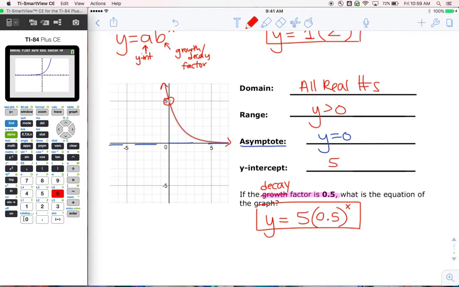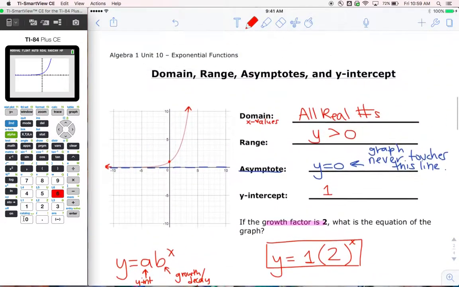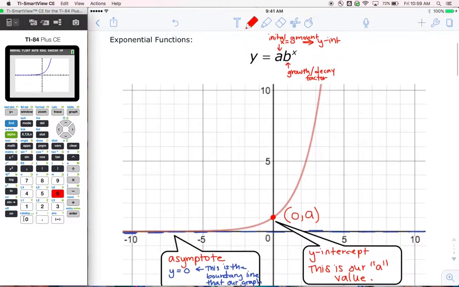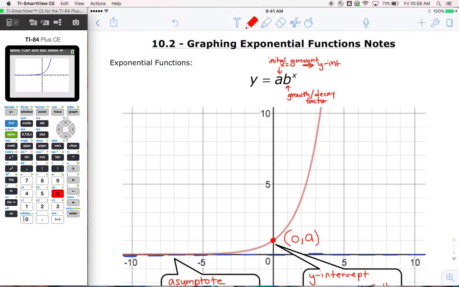You might want to put a negative in this equation because you see it decreasing, but you need to remember that the reason it's decreasing is because this number is less than 1. You do not need a negative to make it exponential decay. That's the lesson today, guys. Remember, an asymptote is an invisible boundary line, right? It's a boundary where your graph really gets close to it, approaches that line, but never actually touches it.